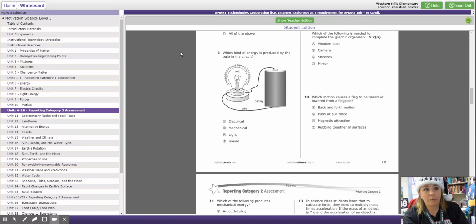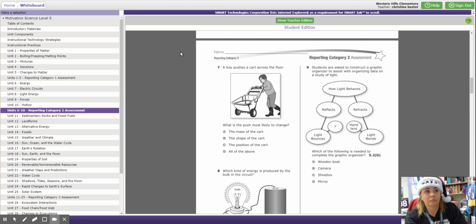Number 8. Which kind of energy is produced by the bulb in the circuit? F. Electrical. G. Mechanical. H. Light. J. Sound.